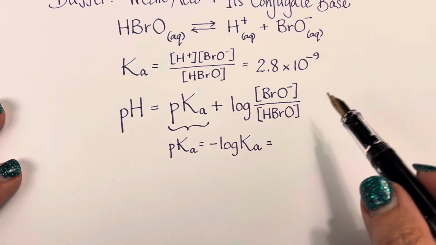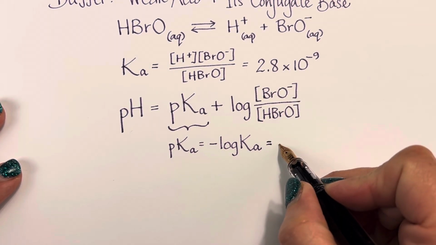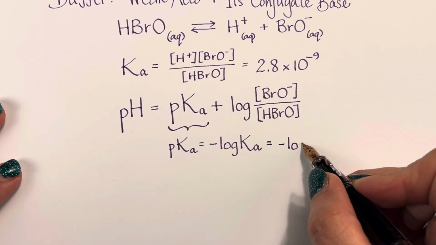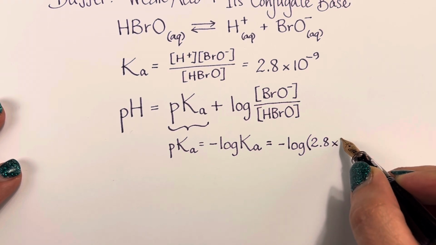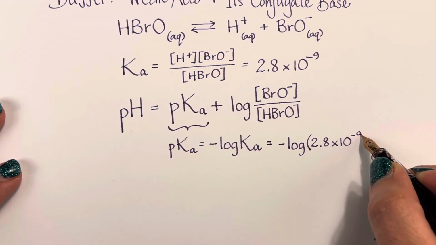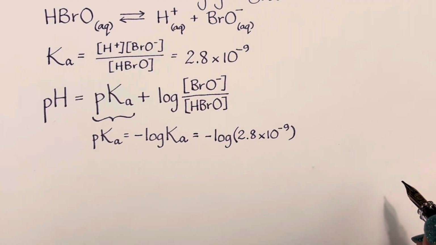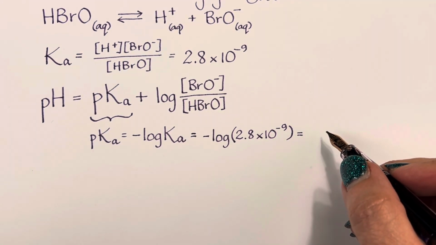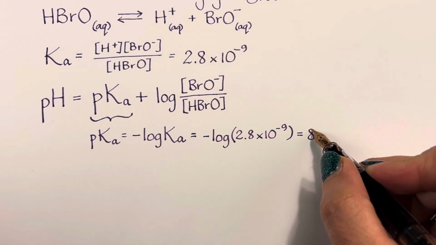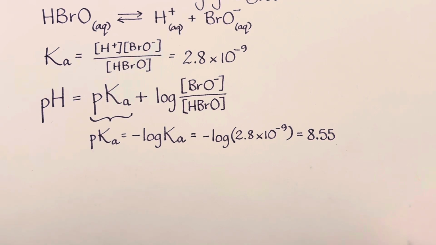We can calculate that because we know the value of the Ka. So this is minus log of 2.8 times 10 to the minus 9th. And what does that equal? Well, I already put this into my calculator, and it is 8.55.